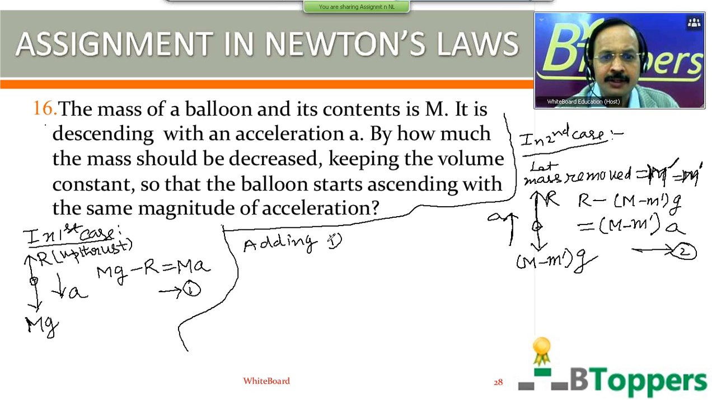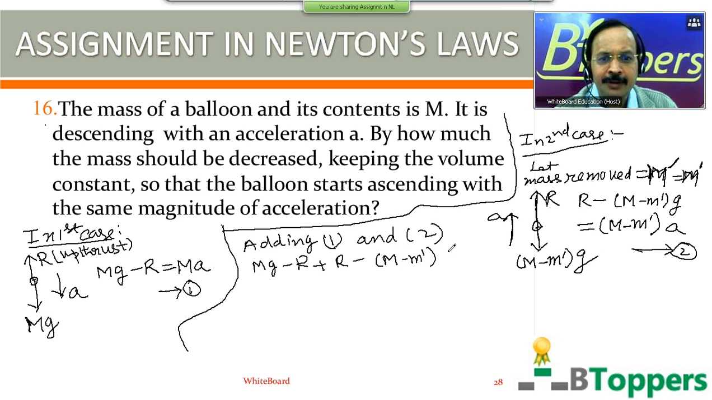So you can add the equations 1 and 2. So mg minus r plus r minus m dash into g is equal to ma plus m minus m dash into a.